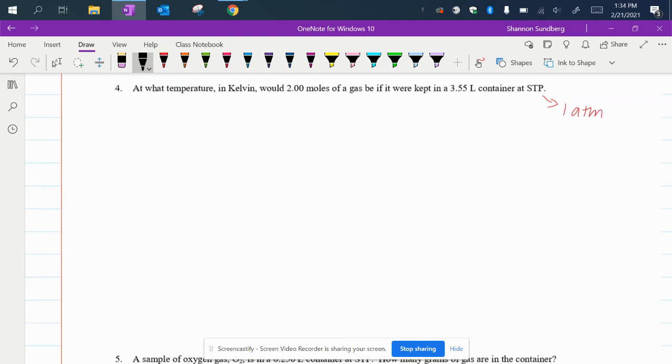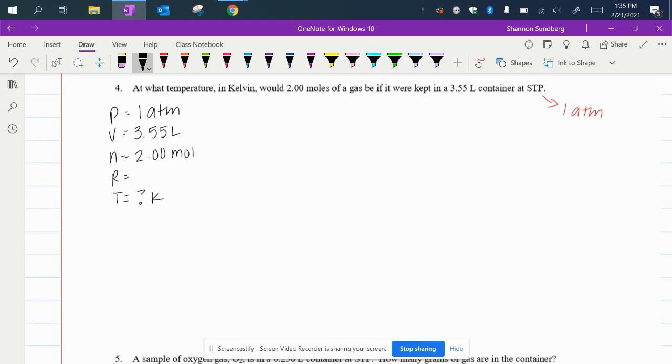I like to write out my units and variables just to see what I have and what I'm looking for. Here we go. P, V, N, R, and T. So it says at what temperature? So I'm going to put a question mark by temperature here in Kelvin. So I put that K. Would 2 moles is your N value, of a gas be if it were kept in a 3.55 liter, it's volume, container at STP. So your standard pressure is 1 atmosphere.